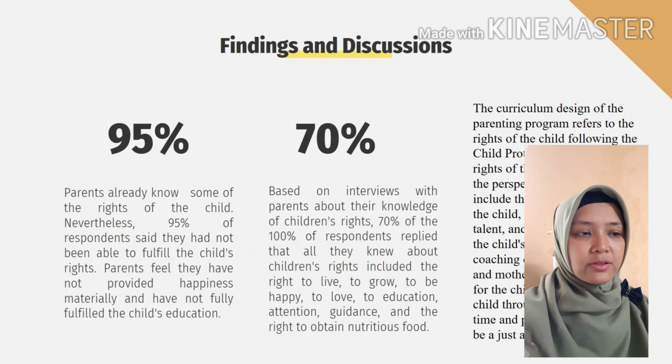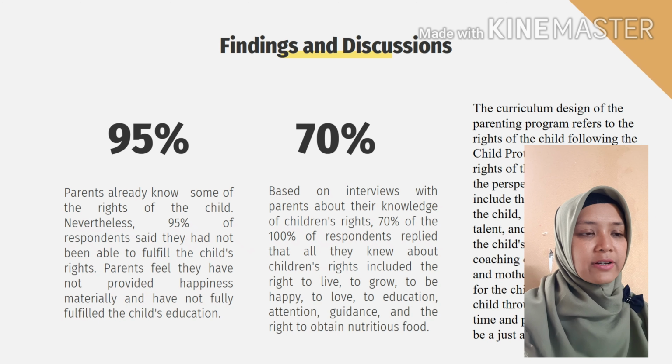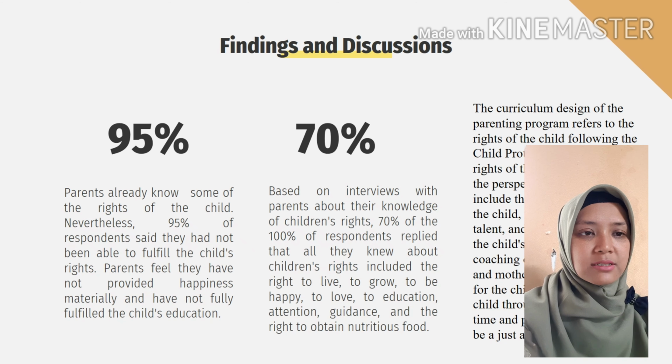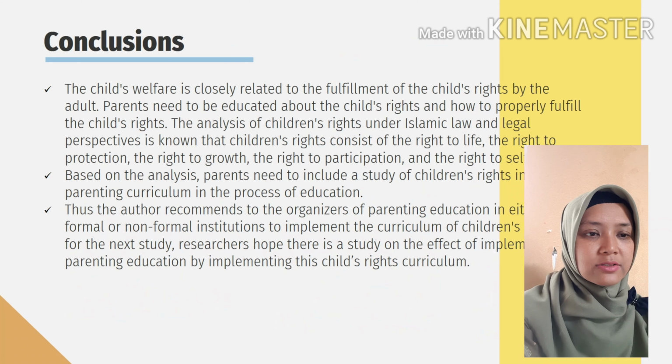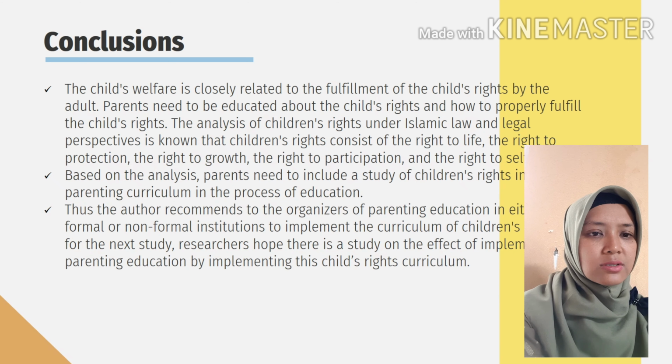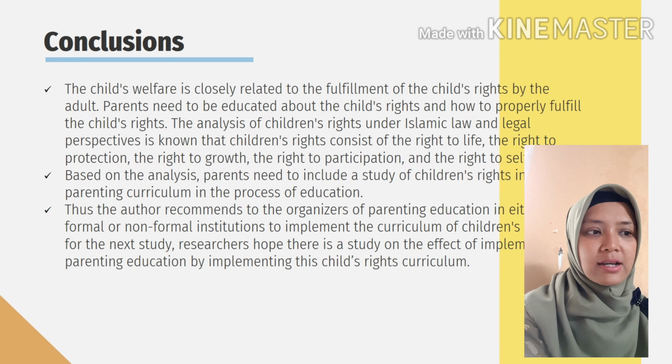And for the conclusions, the child's welfare is closely related to the fulfillment of the child's rights by the adults. Parents need to be educated about the child's right and how to properly fulfill the child's rights. The analysis of children's rights under Islamic law and legal perspectives is known that children's rights consist of the right to live, the protection right, the right to growth, the right to participation, and the right to self-identity.